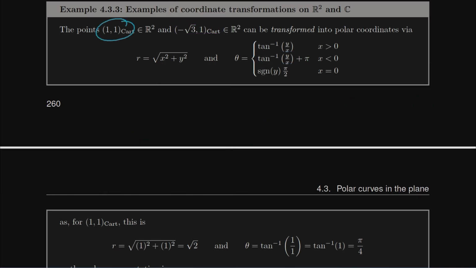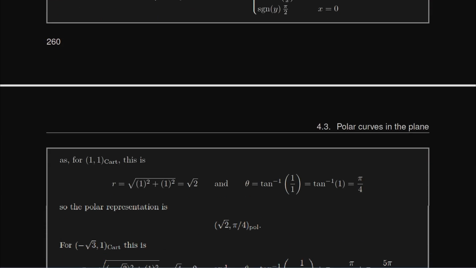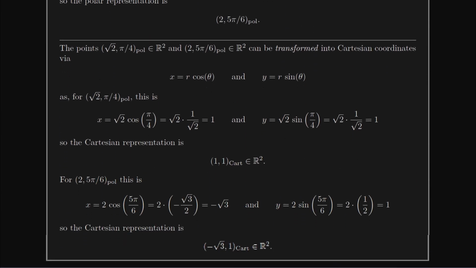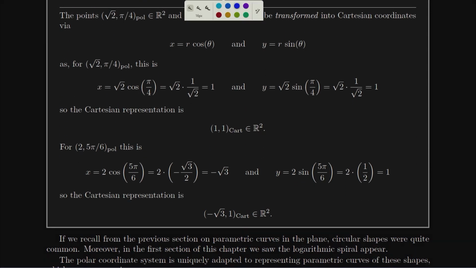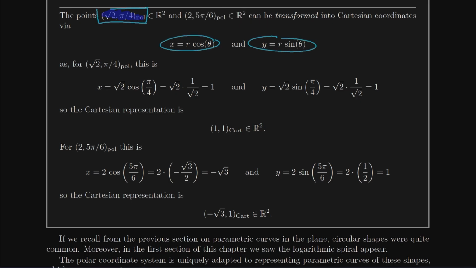You can also do the same thing with the point 1, 1, but I'm not going to go through that here because we actually already did in our earlier discussion of polar coordinates. Let's do one case of transforming maybe a polar point into Cartesian. We're going to take the point root 2, pi over 4. We're going to convert to Cartesian using our formulas here.